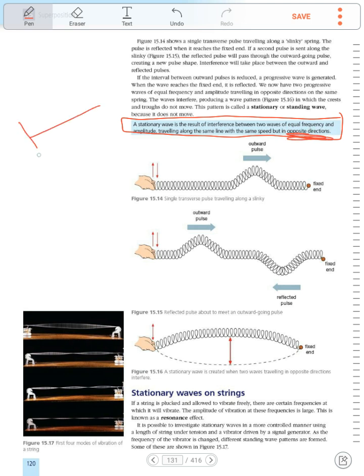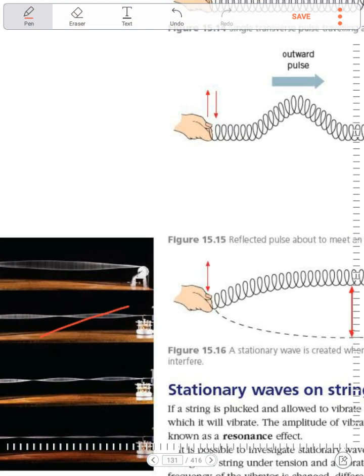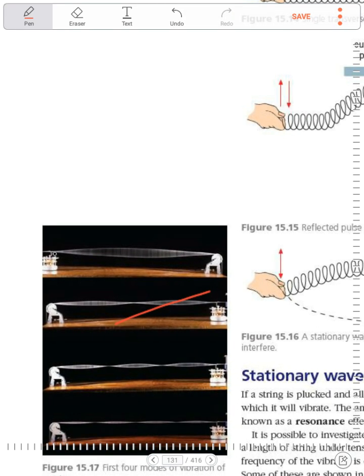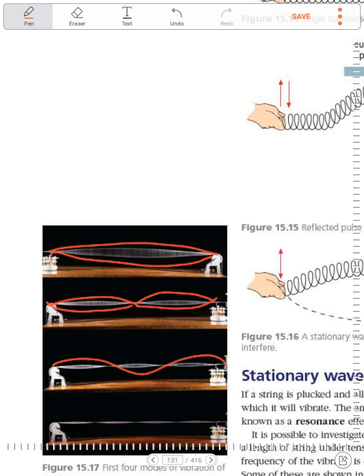So if we have a string like this and you pluck it here, it will start to move up and down. So we have a standing wave here. This is a type of standing wave. You can see this string just moving up and down, or you may see it like this, moving up and down. This part will move up and the upper part will move down, or maybe like this. All of these are standing waves.